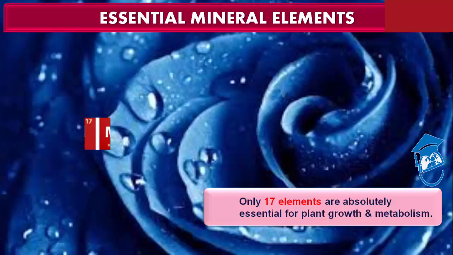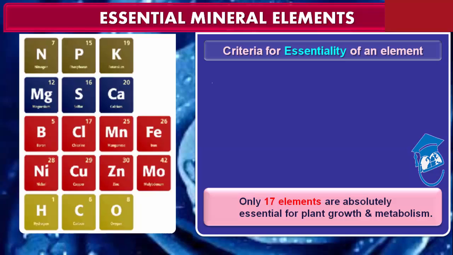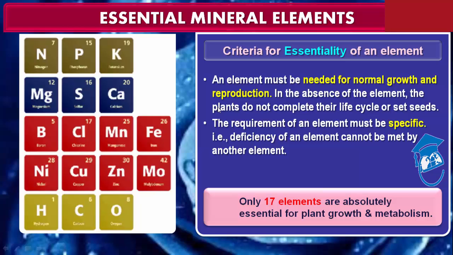So there is a criteria for essentiality. This is the criteria for the essentiality of an element. An element must be needed for normal growth and reproduction. In the absence of the element, the plant does not complete its life cycle or set seeds.